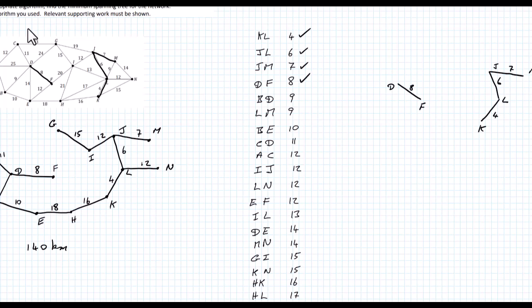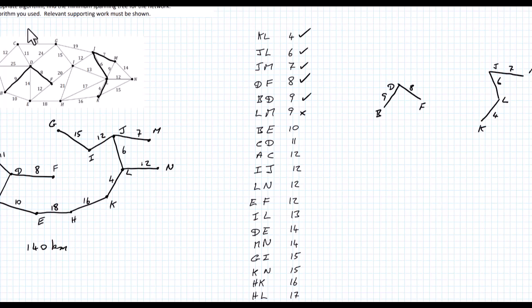Next one is B to D, so B to D will come up along here, and that's 9 kilometers. So B to D, that comes up along here, and that is 9. Okay, so the next one then is L to M. So let's find L and M. If we do L to M, we'll end up here. Now the problem with that is it causes a cycle, so we don't include that one.